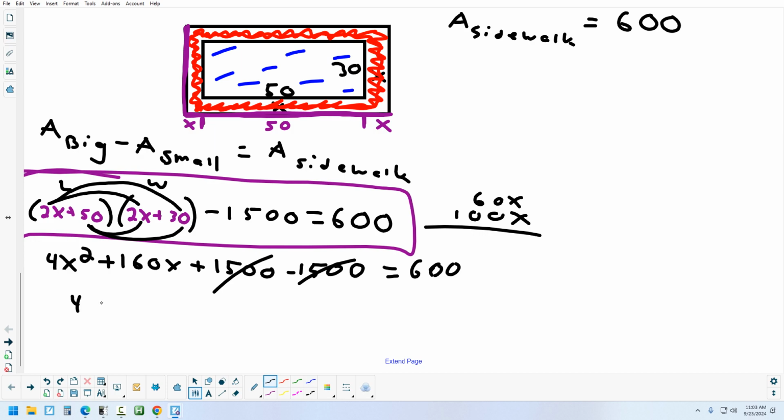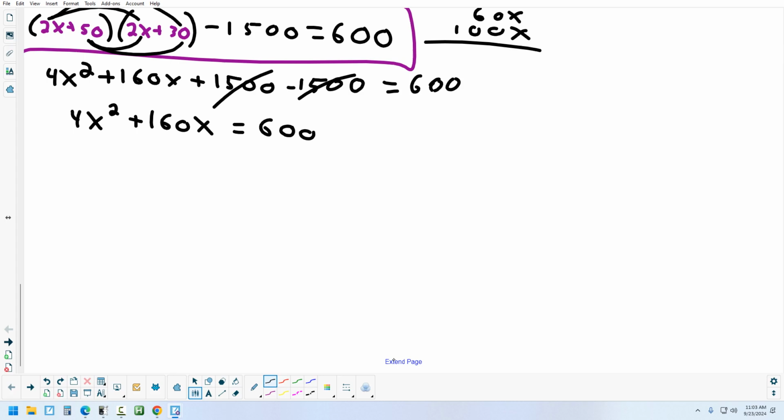So now I'm left with 4x squared plus 160x equals 600. That's an equation where the highest exponent is a 2. Does anyone remember what we call that kind of equation? Begins with a Q. Quadratic. And to solve a quadratic, we don't want it equal to 600. We usually try to get it equal to 0. So the easiest way is I would just subtract the 600 to the other side.